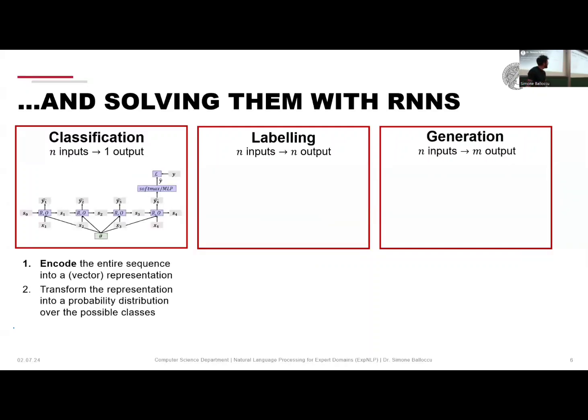Well, we saw it last time. We use this, which is what we defined as an acceptor. So you plug into your RNN, you encode the entire sequence, and then you transform the final representation usually into a probability distribution over your classes. So just plug into your softmax or your MLP, whatever. Okay, now that I reminded you this, do you remember how do we do labeling?